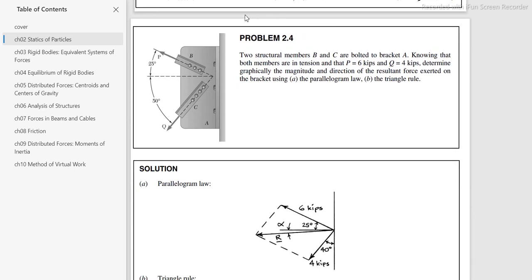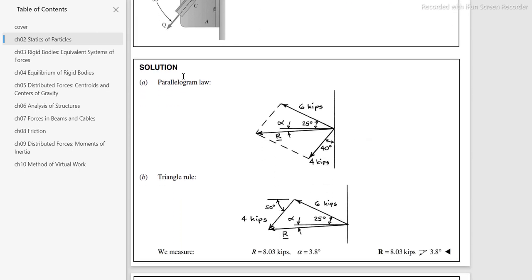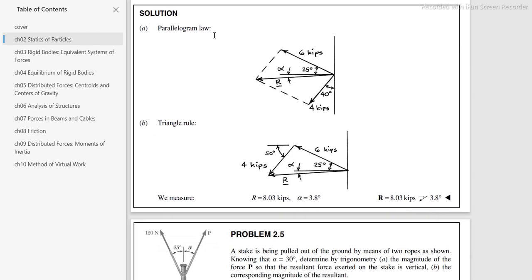Problem 2.4. Two structural members B and C are bolted to bracket A. Knowing that both members are in tension and that P equals 6 and Q equals 4, determine graphically the magnitude and direction of the resultant force exerted on the bracket using the parallelogram law and triangle rule. So the solution is parallelogram law and triangle rule.